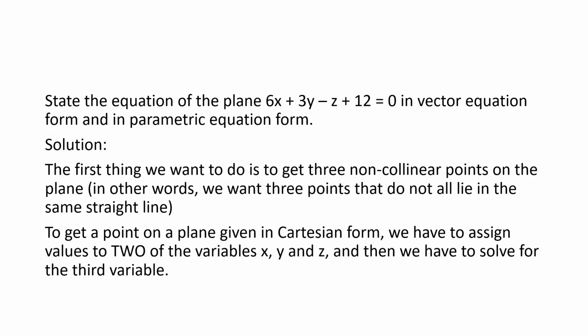To get a point on a plane in Cartesian form, like we showed earlier a few minutes ago, we're going to have to assign values to 2 of the variables x, y, and z, and then solve for the third variable. Because really what we have here is one equation with 3 unknown values.